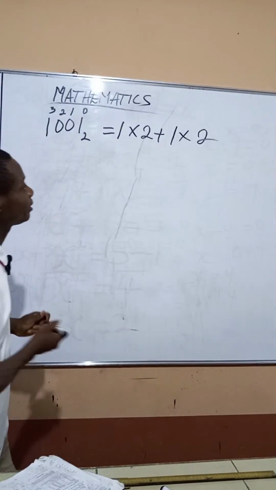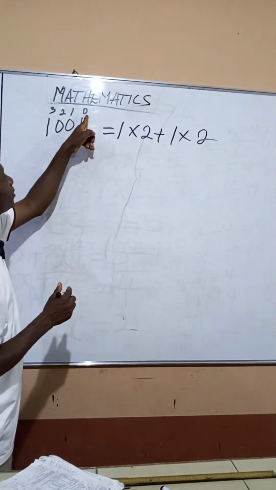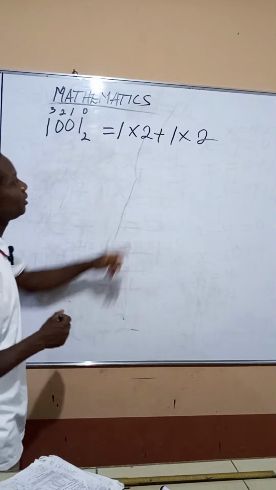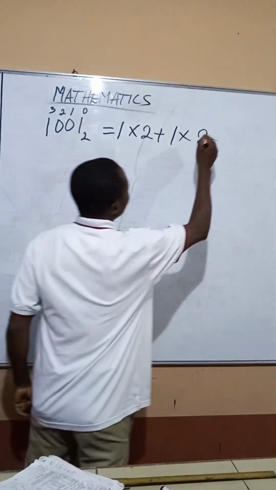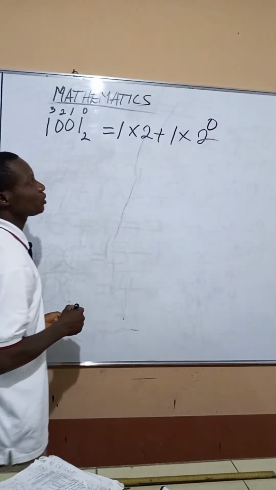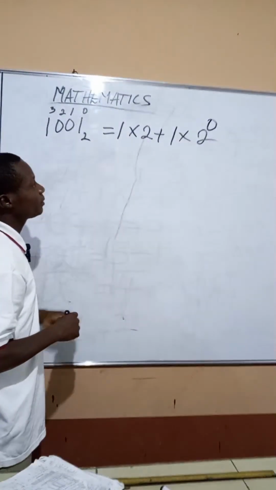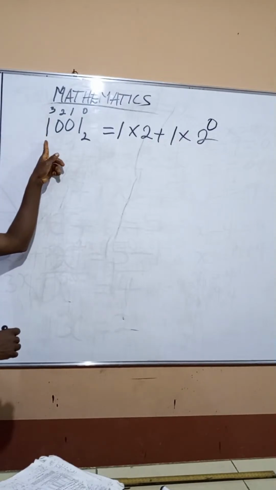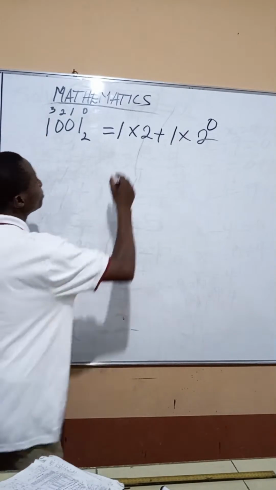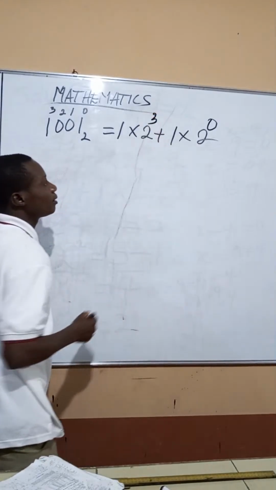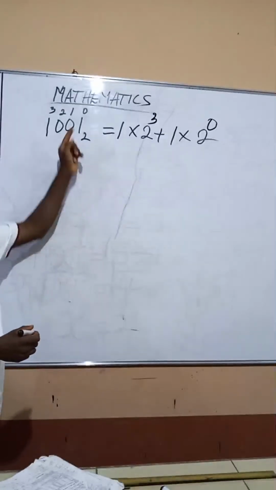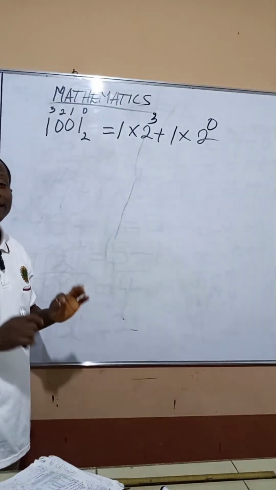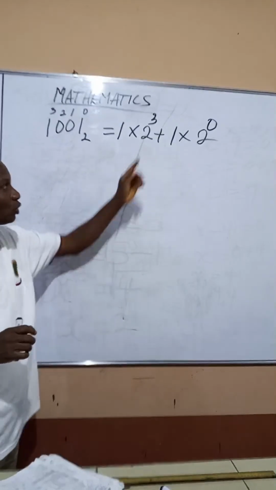Remember that, very important. At this point, 2 will be raised to 0 when multiplying 1, which means we are going to fix 1 here. That's 2 raised to 0. Then at this other point, 2 will be raised to 3 when multiplying 1 here. So we are converting from base 2 to base 10 using the expansion method. There are different methods, but this is the expansion method, okay? That's what I'm showing you here.